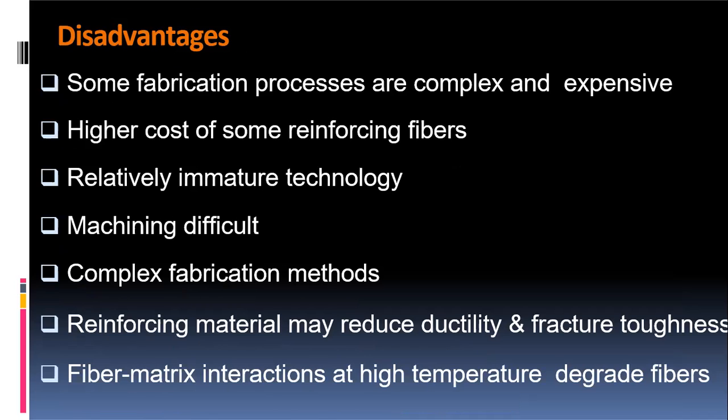And here come some disadvantages also. These fabrication processes are very complex and expensive. Some of these metal matrix composites are very expensive, the fabrication process is complex, and machining is very difficult for normal labor. So skilled labor is required to do this, and the fiber matrix interactions at high temperatures degrade the fibers.